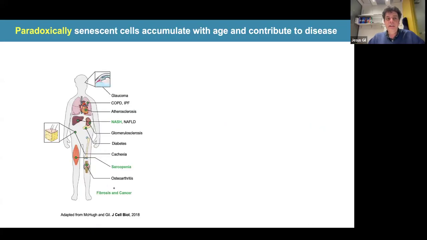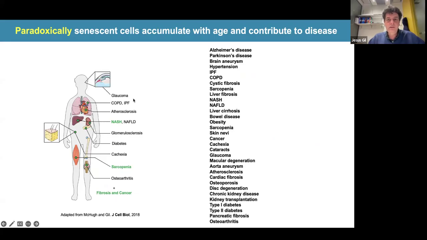So senescence is protective, but paradoxically, senescence is also involved in aging and many age-related diseases. And this is just a list of diseases in which we know that senescent cells are present. And this is not just cancer, fibrosis, atherosclerosis, neurodegenerative disease, ophthalmological disease, and many, many others. And paradoxically, senescence there plays a negative role.